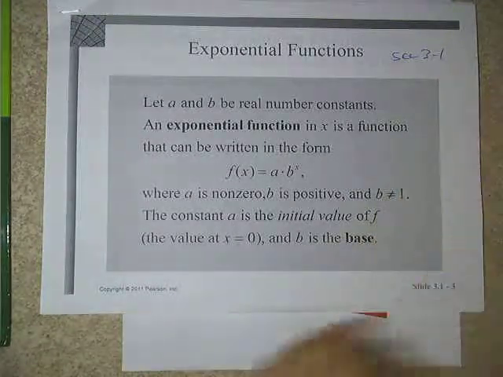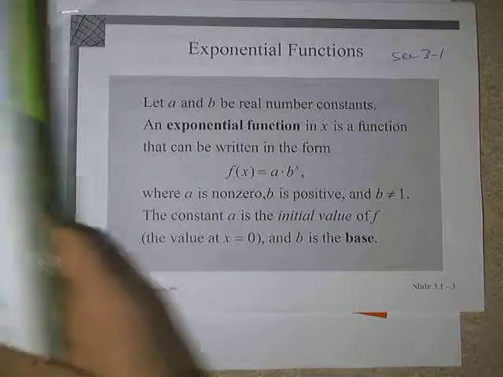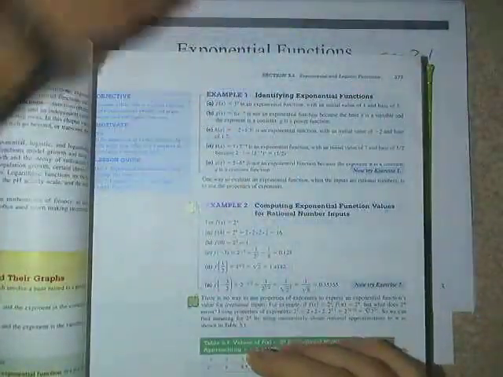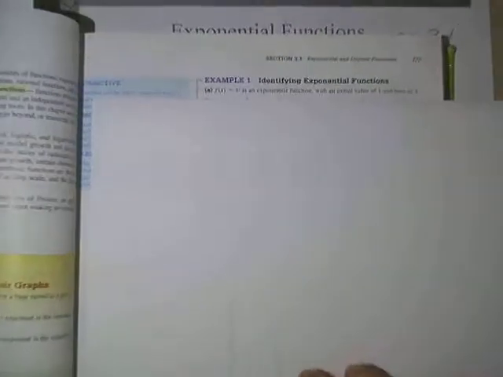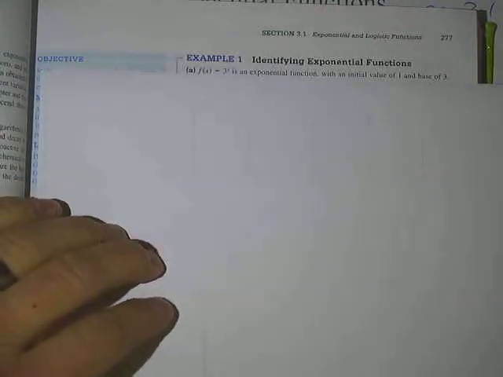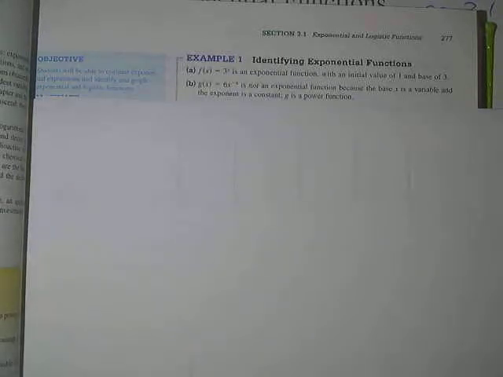Okay. Now, a couple things that we want to do first here, and the first two examples I have are from your book. So I'm going to look at page 277. We're going to start with identifying some exponential functions. This first one is an exponential function. The initial value, the a if you will, would be 1. The base would be 3. Whatever is being raised to that power is going to be our base. If you look at the next one, we have 6x to the negative 4.